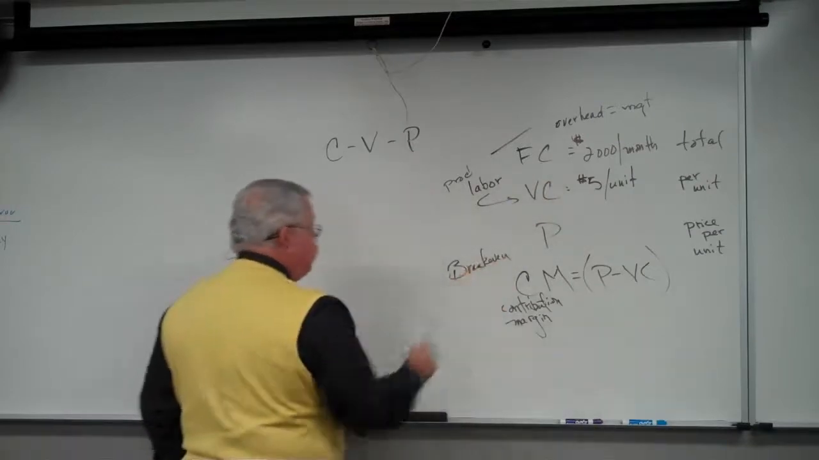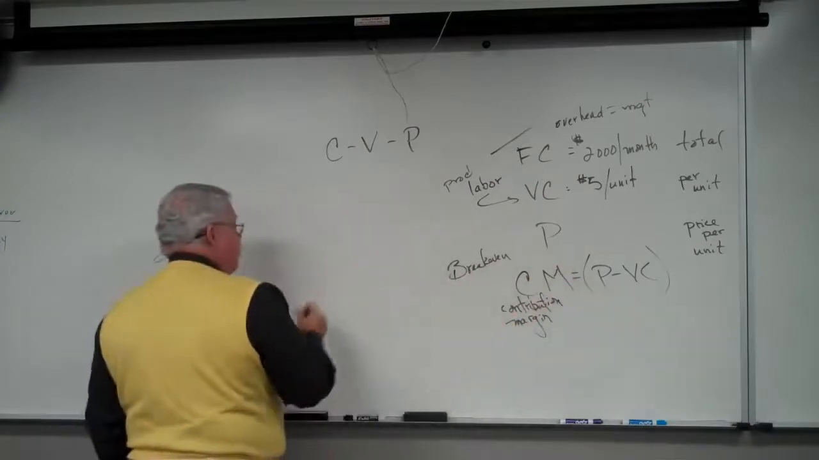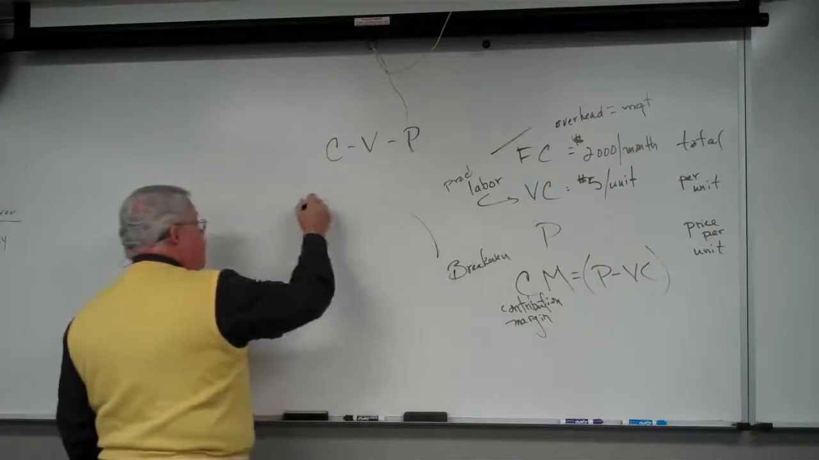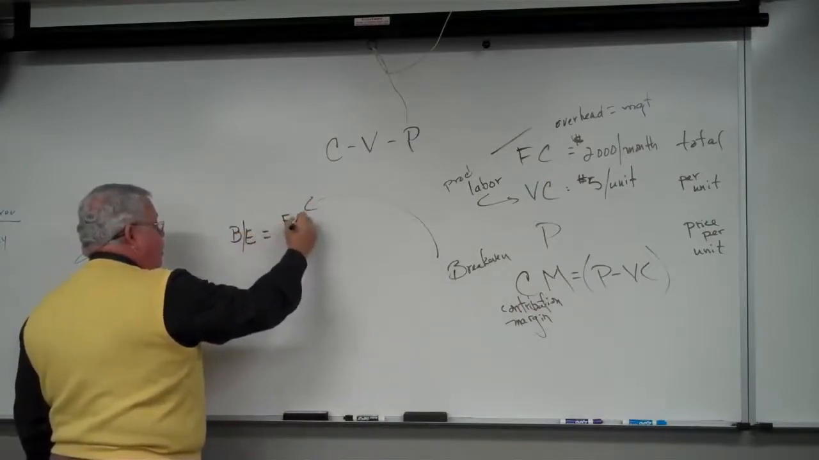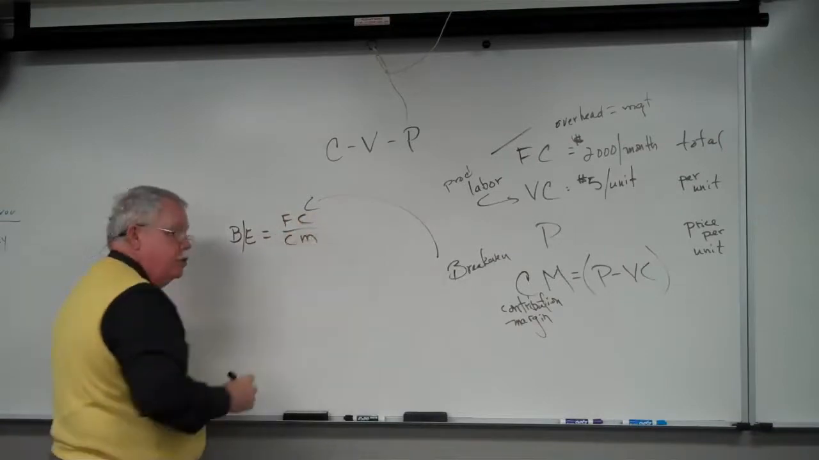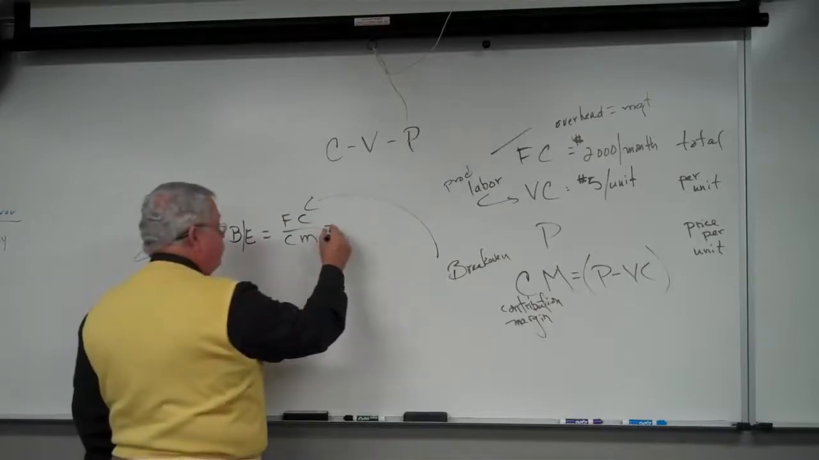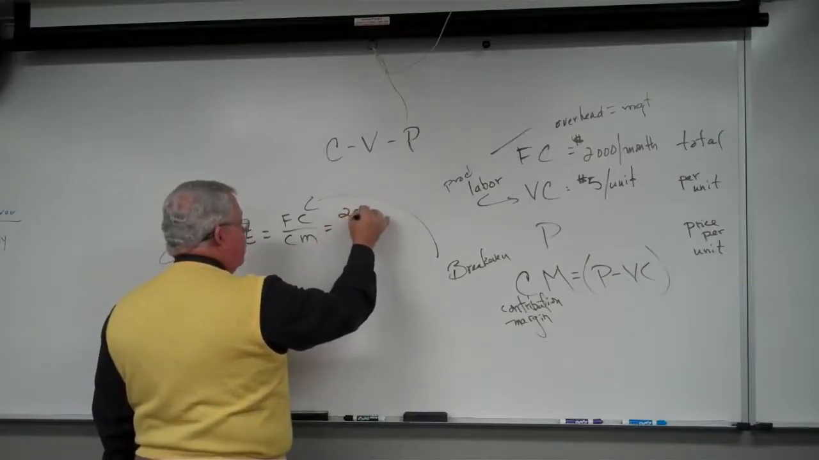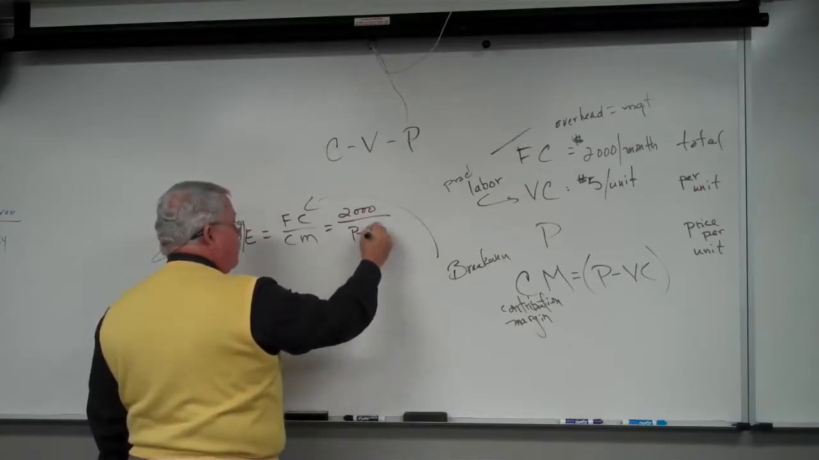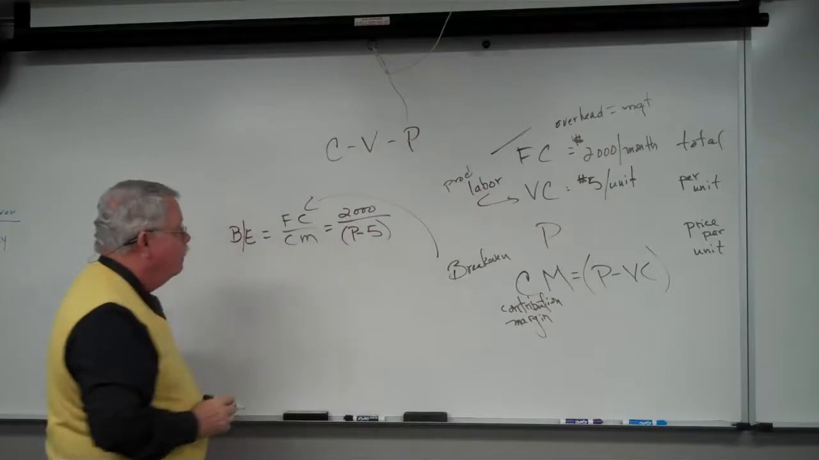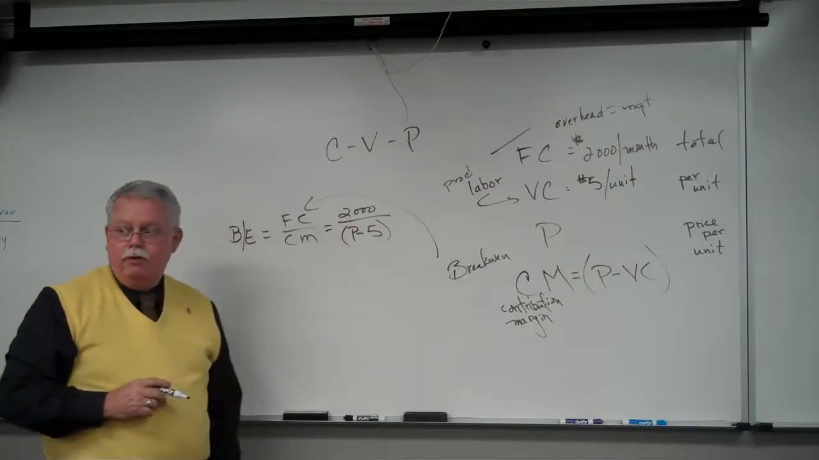So, let's go with that. No, let's not. Let's do it this way. The ultimate solution then on break even is fixed costs divided by the contribution margin. So in this case, we got $2,000 a month divided by price minus 5. Okay so far?